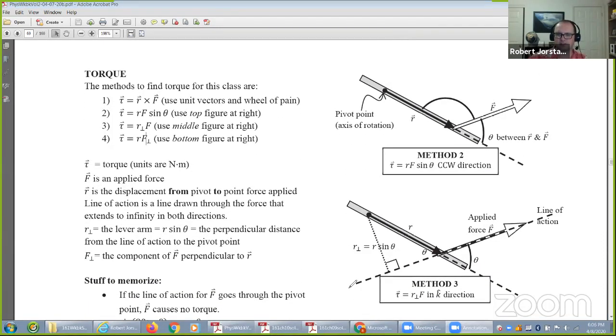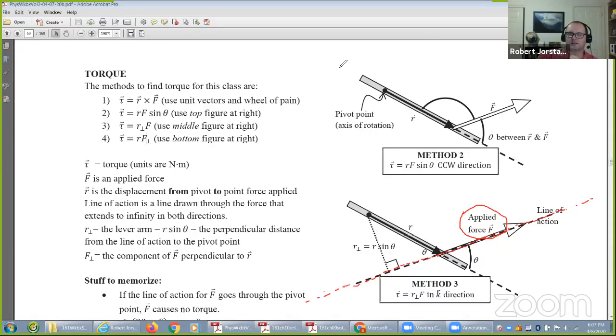Okay, you're going to hear me say this word a lot, line of action. A line of action is a line that runs through the force. Notice what's really important now. Here's where my applied force is. This is the line of action. It extends forever.